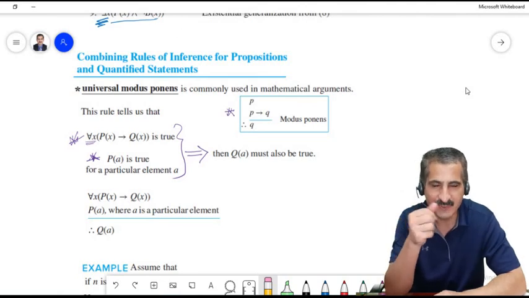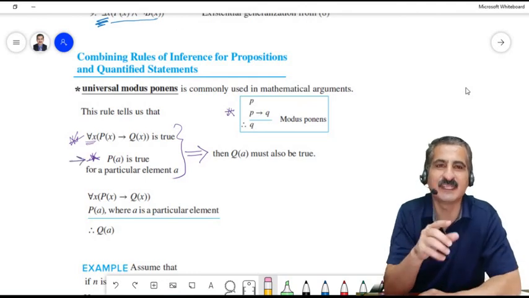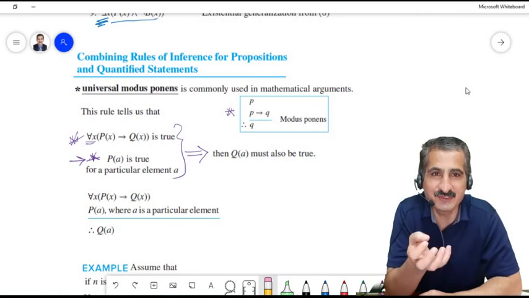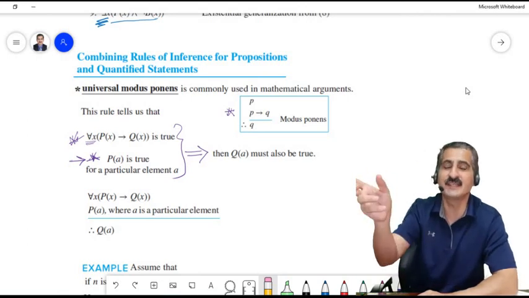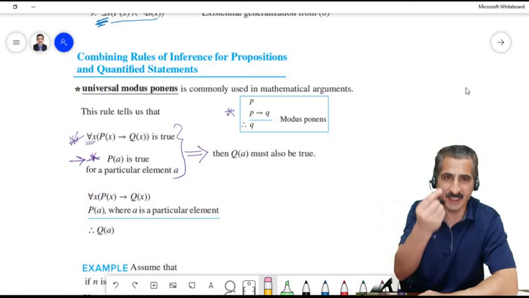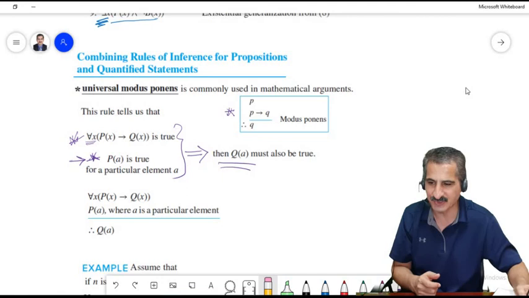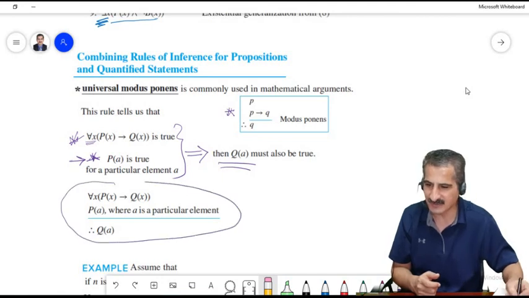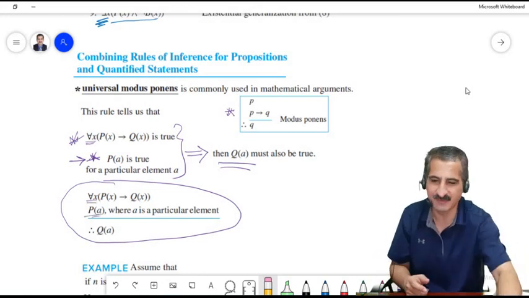Okay? And then here we say, if we know that P of a is happening at some element, then we must conclude that Q of a is happening. Because we have P of x happening gives Q of x happening for any x. So if for a, P of a is happening, then Q of a is happening. And this is the conclusion, and we just write it this way. For every x, P of x gives Q of x, but P of a is happening, so Q of a is happening.